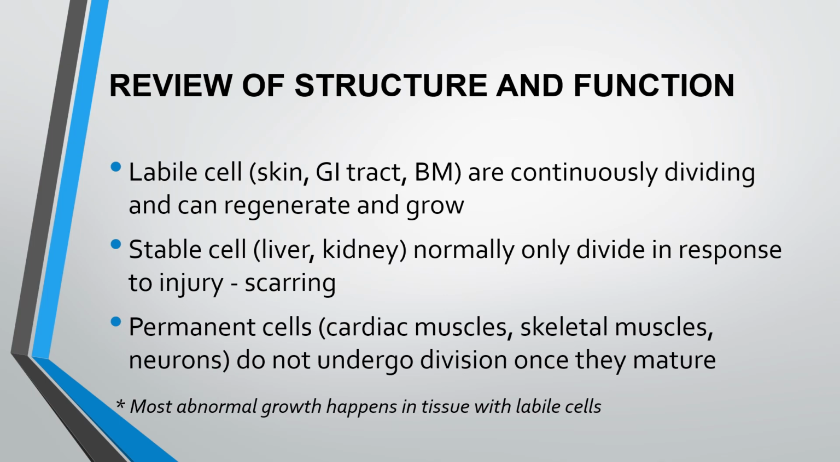Permanent cells, such as cardiac muscle cells and neurons, do not divide once mature. Injury here means loss. Replacement happens with connective tissue, but not new functional cells. That last line at the bottom is important. Most abnormal growth occurs in tissues with labile cells. High turnover equals high risk.